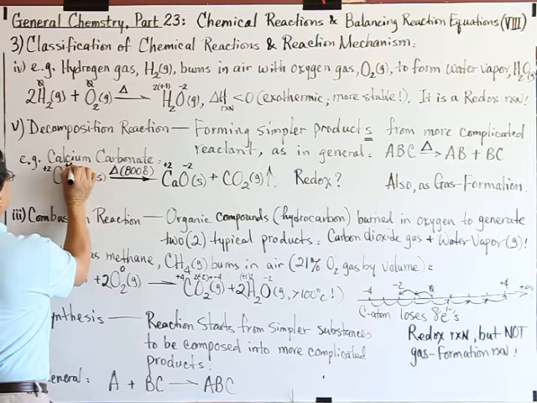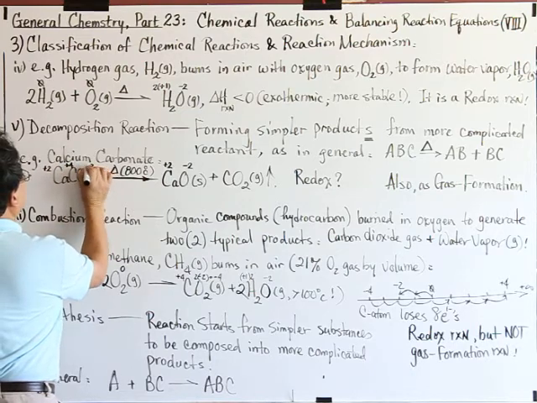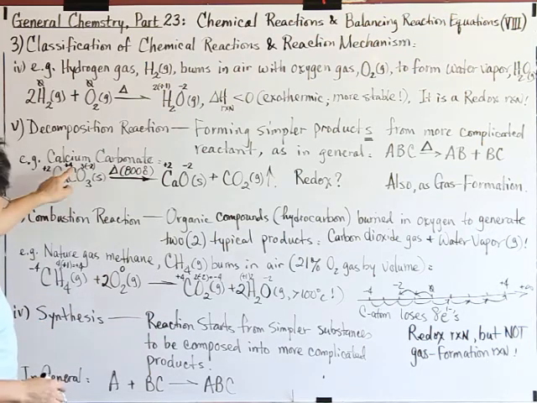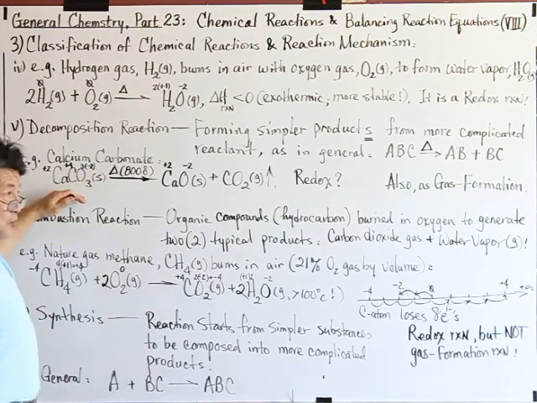So here, carbon is +4, oxygen is -2, but you've got 3 of them. Now you balance +6 and -6. Do you see that? So it is a neutral compound.